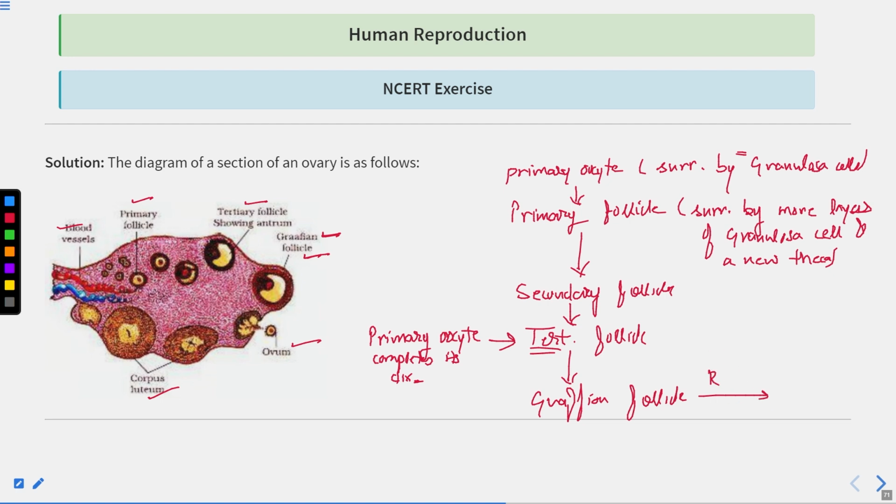This ruptures, okay, and it releases the ovum. And what is formed? The rest of the structure is transformed into the corpus luteum, which acts as a temporary endocrine gland, and it secretes estrogen as well as progesterone. So you can see in this section of the ovary all of these structures. This is clear? All right.